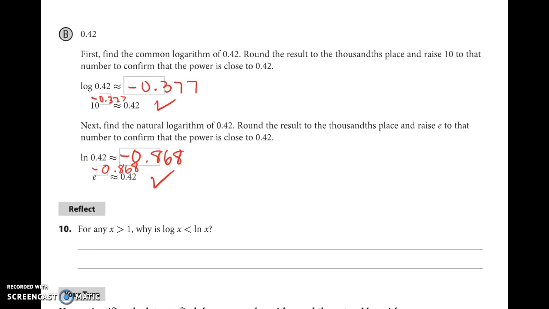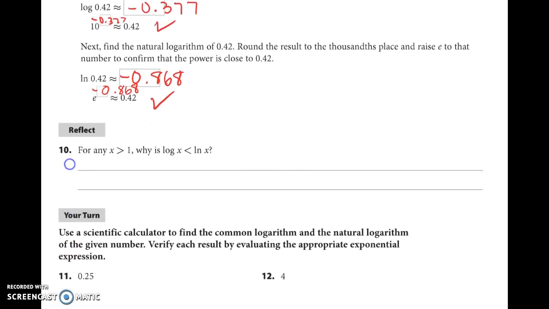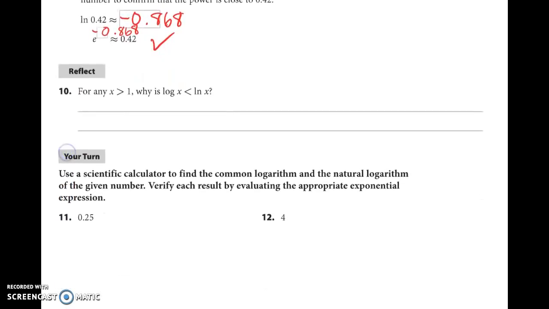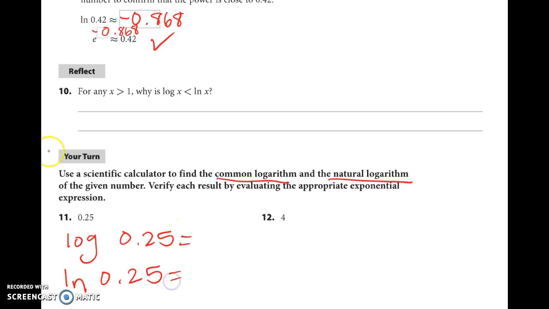So I said this one was going to be fairly easy. Again, it's just because we're teaching you how to plug it into your calculator. So remember, the common log is the log button on your calculator, and the natural log is the ln button on your calculator. So go ahead and try your turn 11 and 12 and see if you can figure out what those are. Good luck.